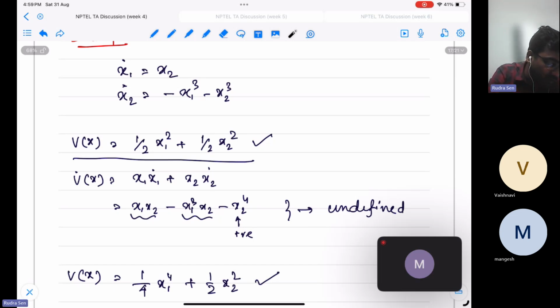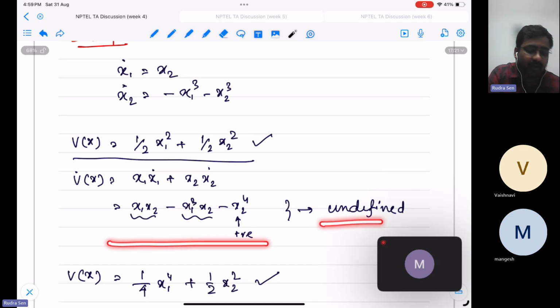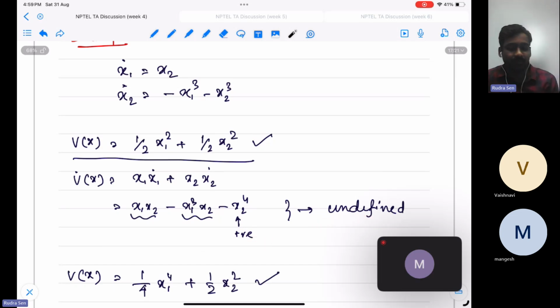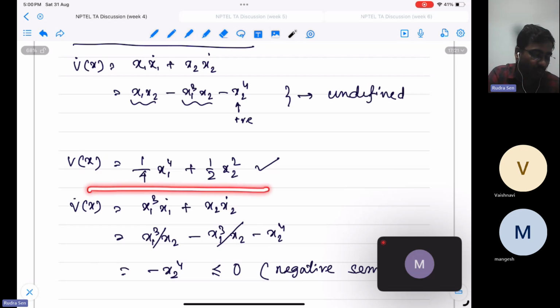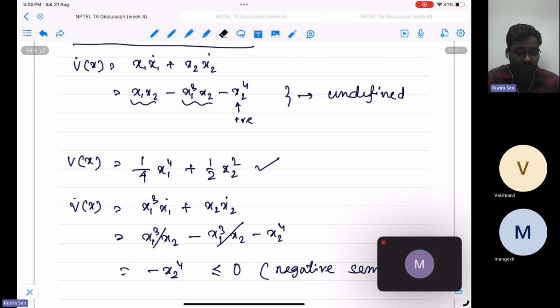If I use this Lyapunov function, my system is undefined. I cannot say anything about the stability of the system. But now I change the Lyapunov function to this one, 1/4 x1 to the power 4 plus half x2 square. So the choosing of a Lyapunov function is like that. V of x should be a positive definite function, and it should be 0 at x equals 0. This is basically the condition to find the Lyapunov function.